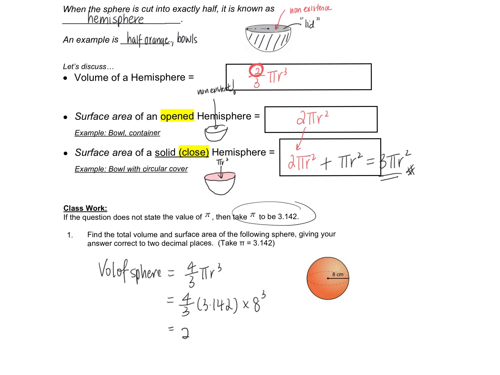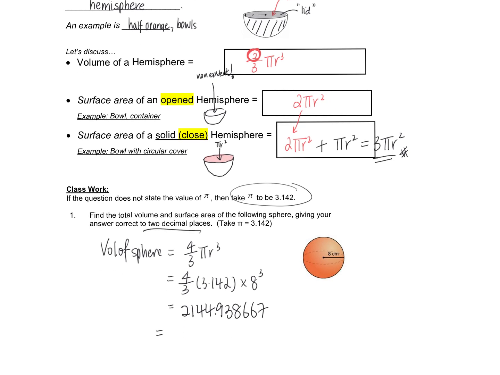Okay, this one the answer is not nice because of the 4/3 that you see there. So give me your answer to 2 decimal places, as the question says. So 2144.94 cm cubed, cm cube because it's volume.